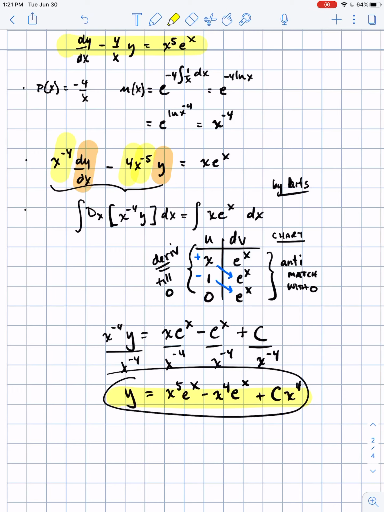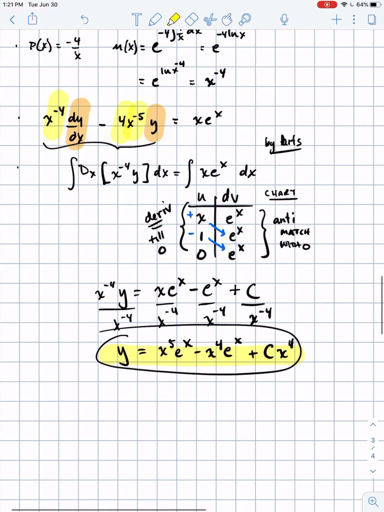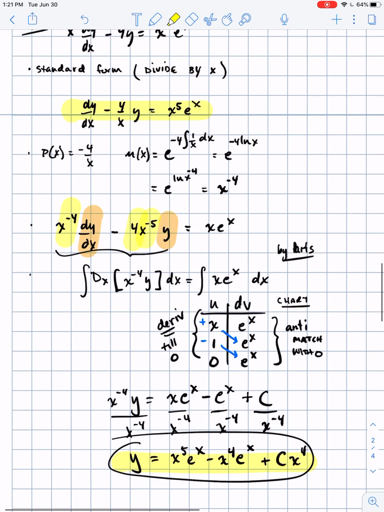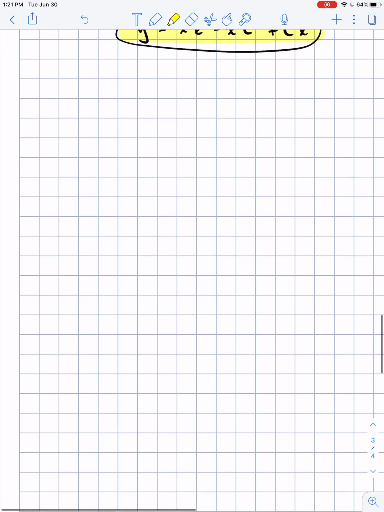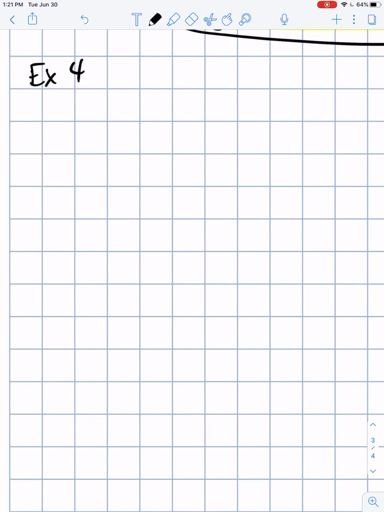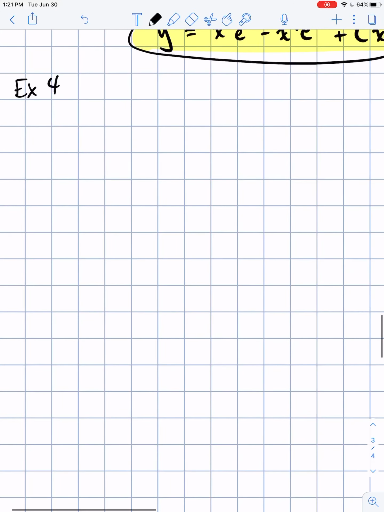Okay, next part. Here we go. What example was that? 3. So here, example 4. Okay, example 4, let's do this. x squared minus 9 dy over dx plus xy equals 0. All right, so let's go to standard form.